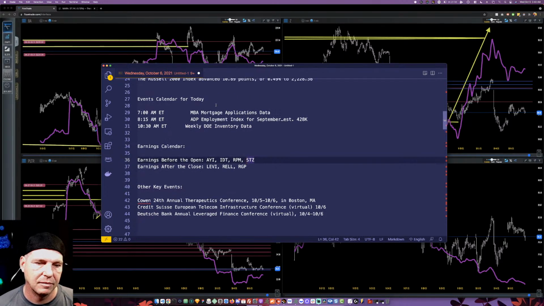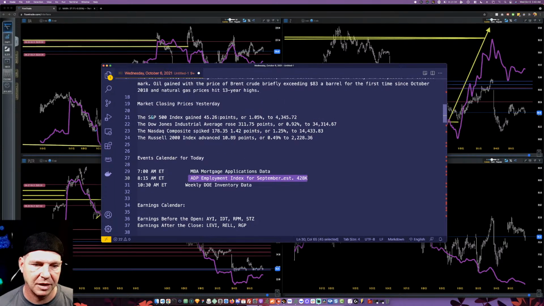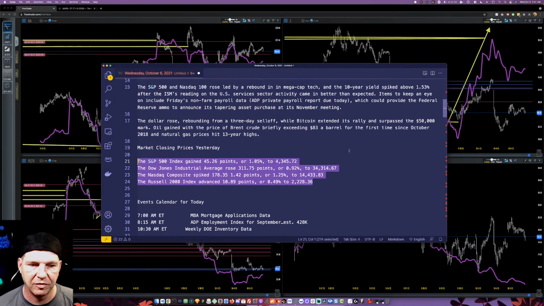Okay. Mortgage applications, ADP employment index for September. This should be good. If we get positive employment numbers, look for a rip. If it's worse, then maybe a dip. Okay. S&P gained 45 points yesterday. I mean, it was a nice rally yesterday, but I'll have to look at some levels. I'm afraid, was this a rally to the mean, or is this just a massive bear wedge forming?